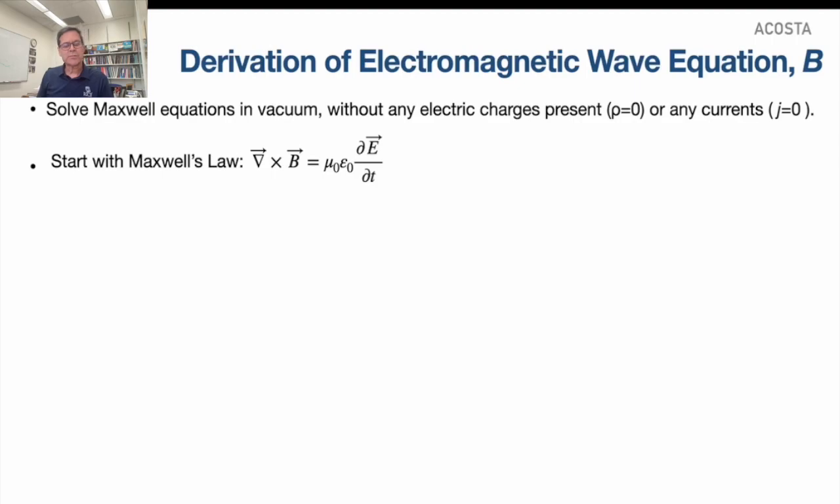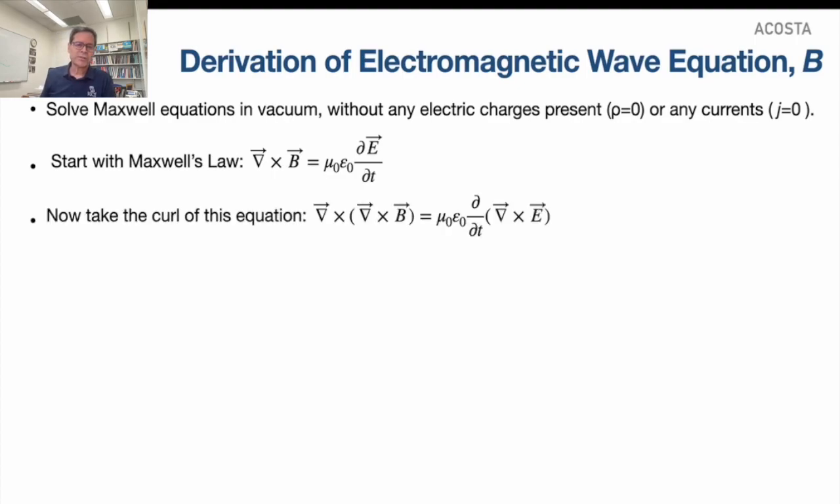And okay, let's start first with Maxwell's law, also known as Maxwell's law of induction, where we have shown in another lecture that the curl of the magnetic field, curl of B, can be related to the time derivative of the electric field at that point in space, multiplied by these electromagnetic constants, mu naught and epsilon naught, the permeability and permittivity constants. So let's start there, as derived from vector calculus.